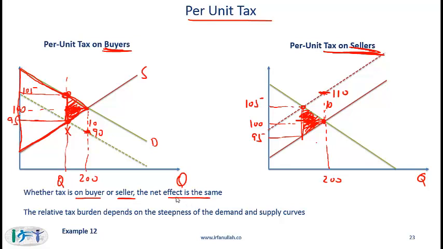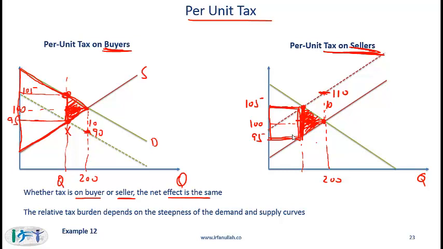If you have a certain amount of tax T, the total tax paid is equal to the tax amount T times the quantity. So it is the area of this rectangle over here. Now, who pays more of this tax, the buyer or the seller? The answer is that it depends on the steepness of the supply and demand curves. We don't need to get into detail here, but I'll just give a logical explanation.